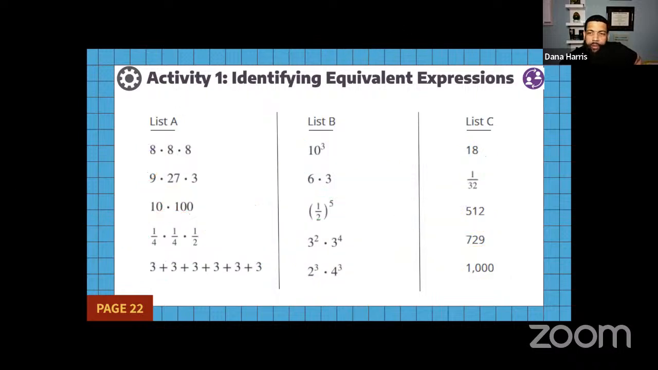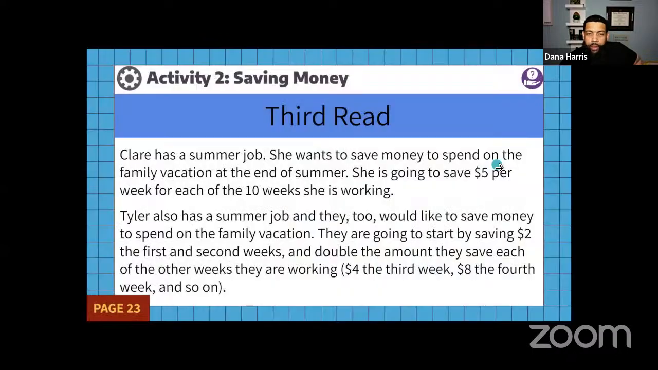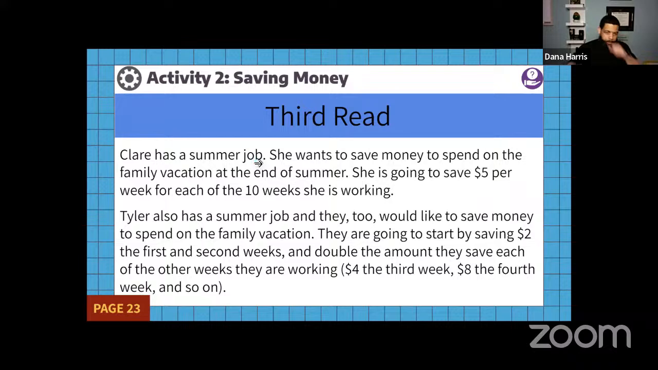Let's clear this out. And here we have a scenario where Claire has a summer job. She wants to save money to spend over the family vacation. She's saving $5 per week for a total of 10 weeks.